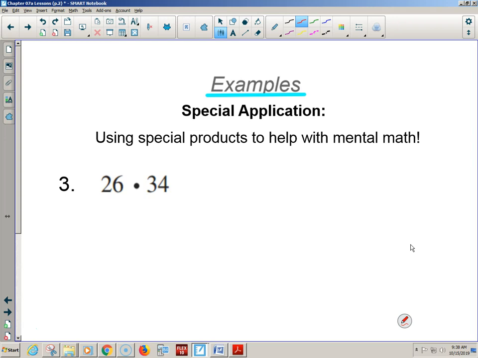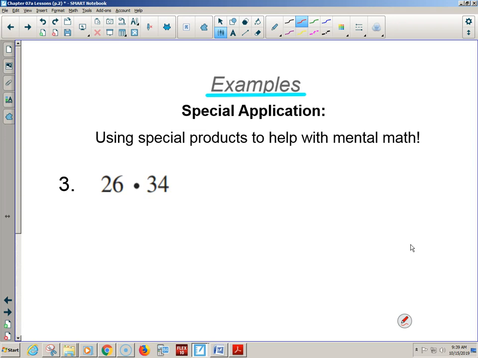I'm going to show you something that we just did could help us with mental math. How could something that we just did help us with mental math? What do you guys see on the board? Numbers. Multiplication numbers.